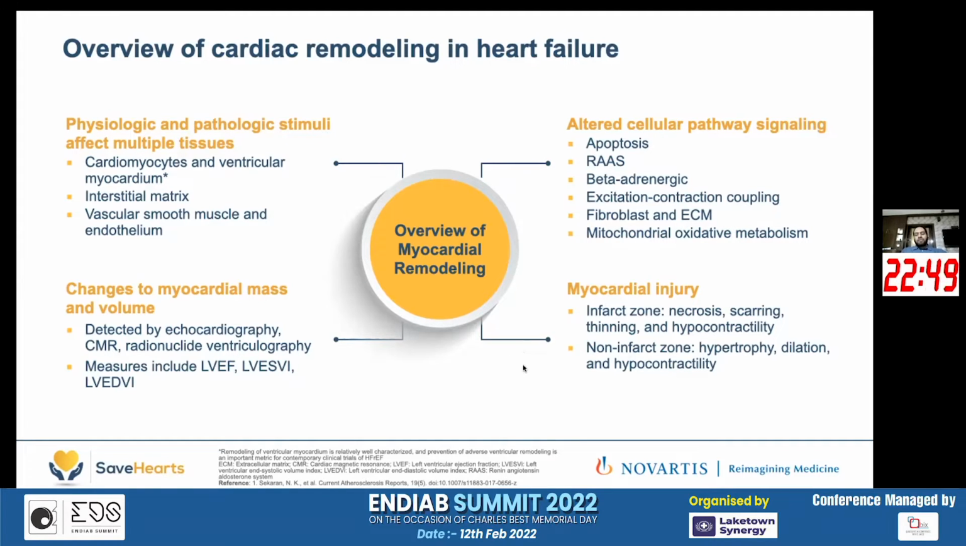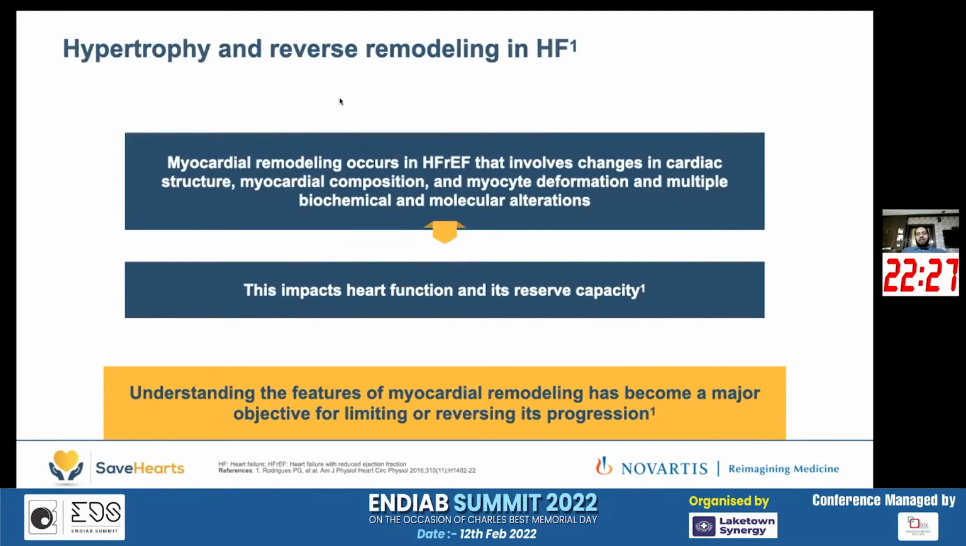And as I said, we all have studied from our days of physiology that it's a vicious cycle, and myocardial injury is only one of the pathophysiologies in this cycle or cascade, which involves multiple organs, which involves the sympathetic system, the nervous system, the renal system, as well as the myocardial system itself. So hypertrophy and reverse remodeling in heart failure is usually a manifestation, and that results, as we said earlier, in changes from the cardiac structure, from the myocardial composition, and also the vascular changes that happen inside the cells. And all of this affects the cardiac function and its reserve capacity.